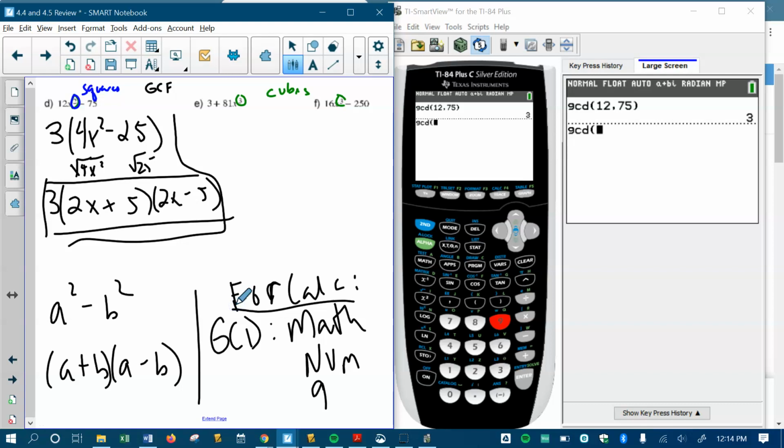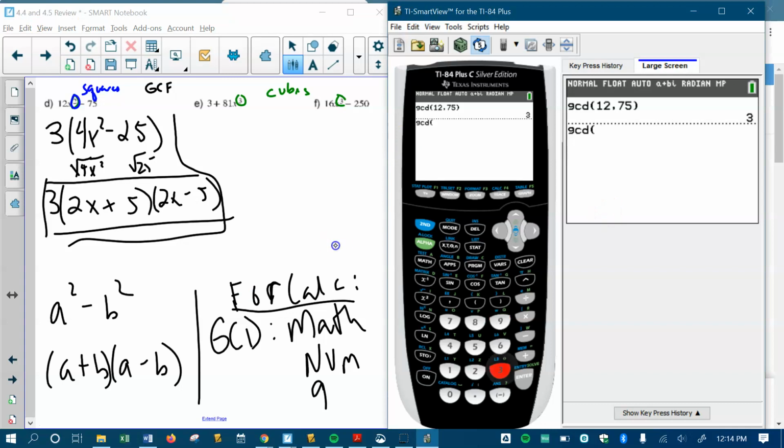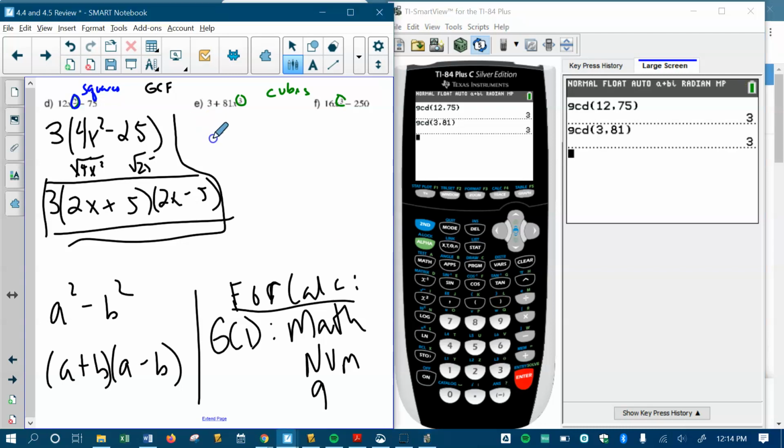Okay, so now let's go and do 3 and 81. 3, remember, separate with a comma, 81, close parentheses. Looks like the GCF is 3 again. So we'll take a 3 out of each one. Divide a 3 out of this one, and you get 1. Divide a 3 out of 81, you get 27x cubed.